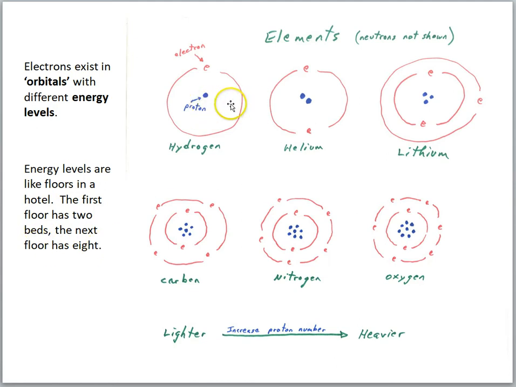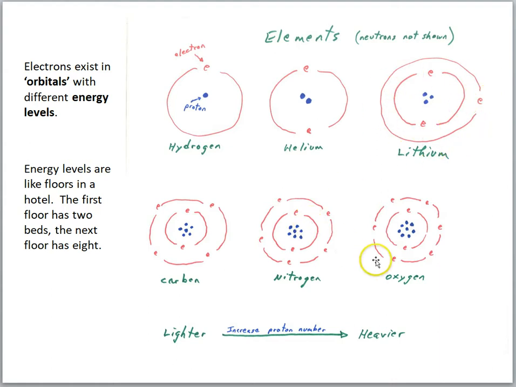So you notice as we increase the number of protons, we're increasing the number of electrons as well. Hydrogen has 1 electron, helium has 2. Now the idea is the first floor of the hotel has 2 beds that can be occupied by electrons. If now the element is lithium, so the atom has 3 protons, since the first floor can only have 2 beds, then the next electron has to go to the next floor in the hotel. And here it is, the 3rd electron in the next energy level.